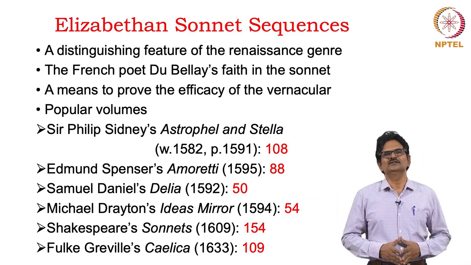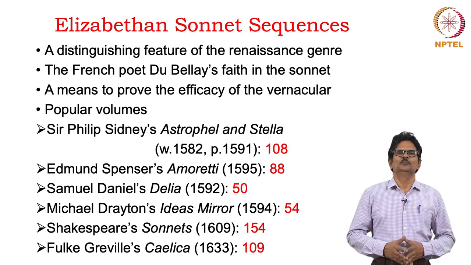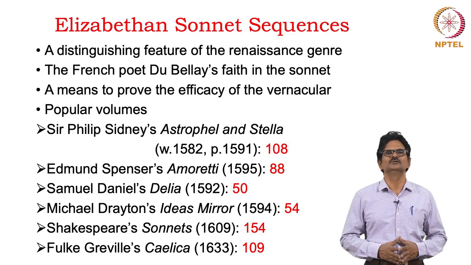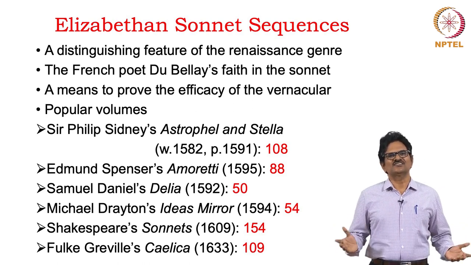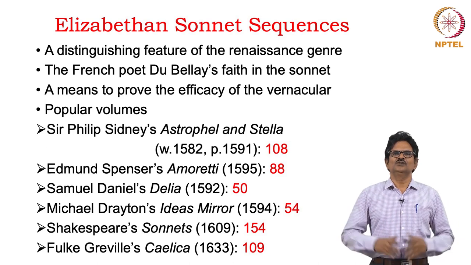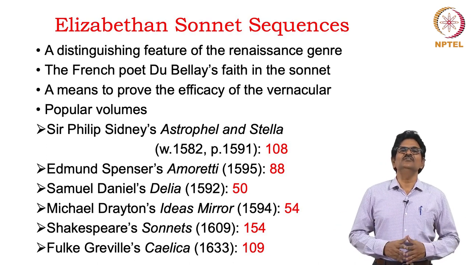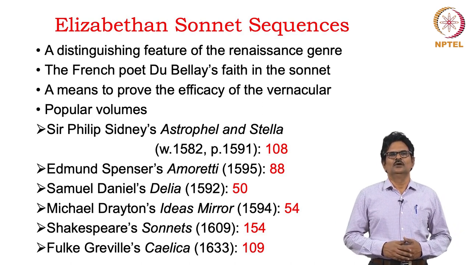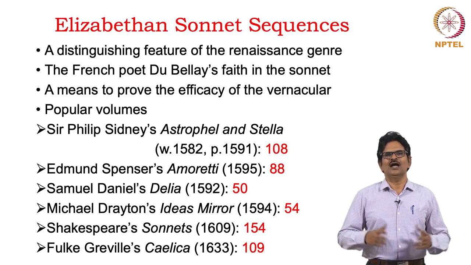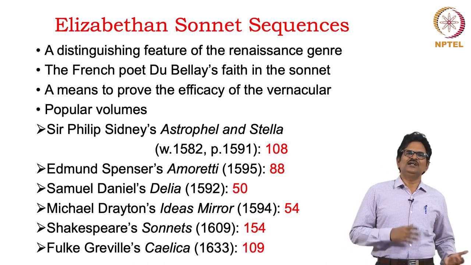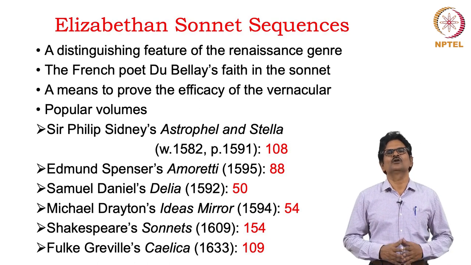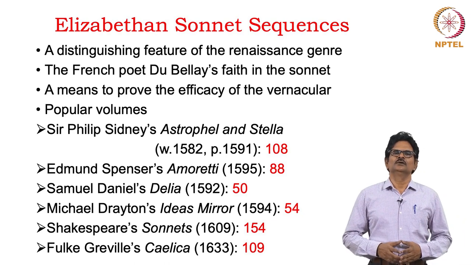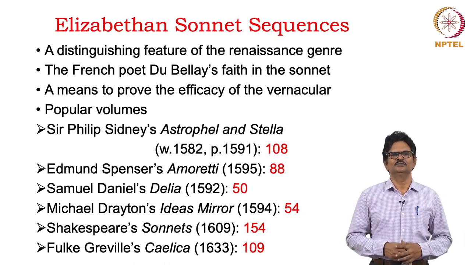writings from other languages. Many popular volumes were published during the Elizabethan period. Some of them are here: Sir Philip Sidney's Astrophel and Stella. It was written before or by 1582, but it was published in 1591. Edmund Spenser's collection is called Amoretti. Samuel Daniel published a sequence called Delia. Michael Drayton came out with another sequence called Idea's Mirror.